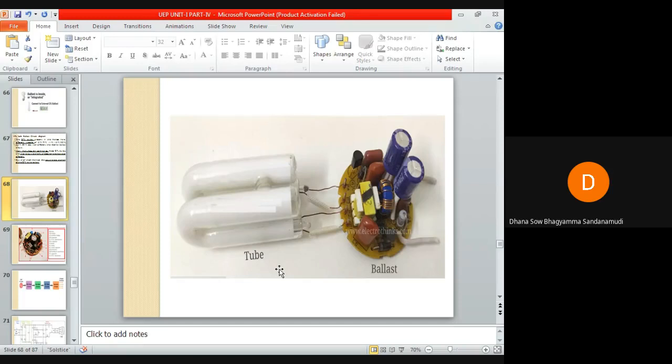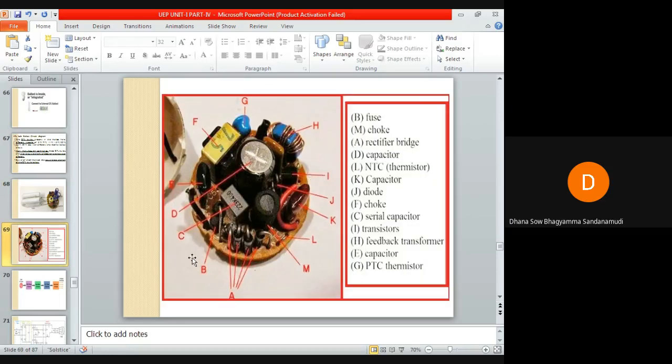You can see here, I'm showing the ballast circuit separately with respect to the tube. This is the tube to which the ballast circuit connects. These are all the components of the ballast circuit. You can see in this diagram there are different components of the ballast circuit. You may not know the parts, so the parts have been given.